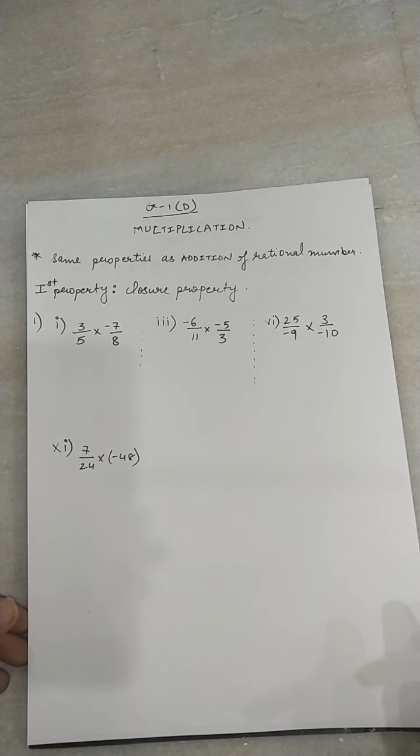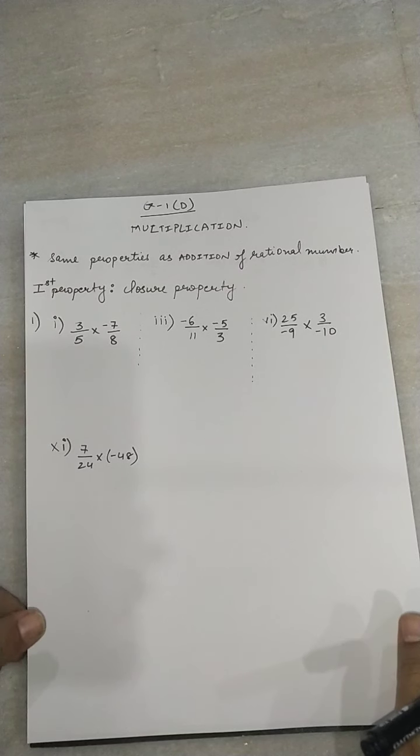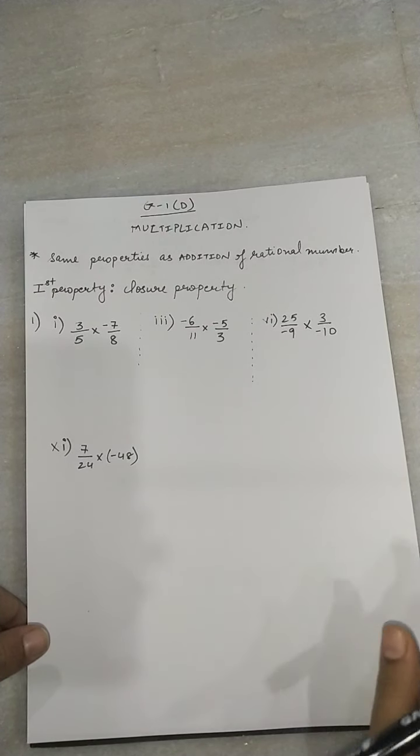So today we are going to start with multiplication of rational numbers. As you can see from the topic, till now we have completed the addition and everything. Now we are going to start with multiplication of rational numbers. It is very easy, I would say, because if you have done the addition very well, you will be able to do multiplication also.